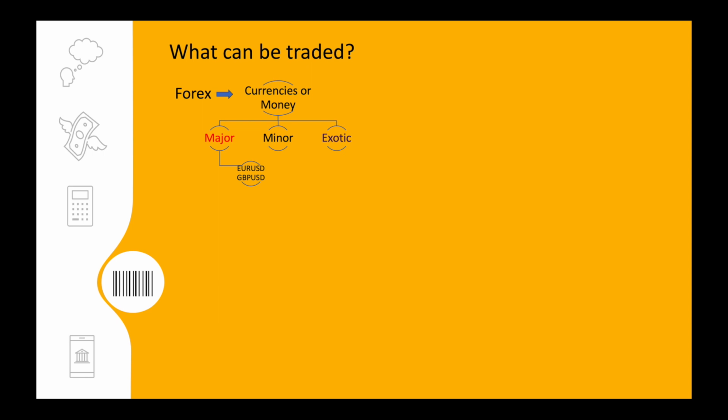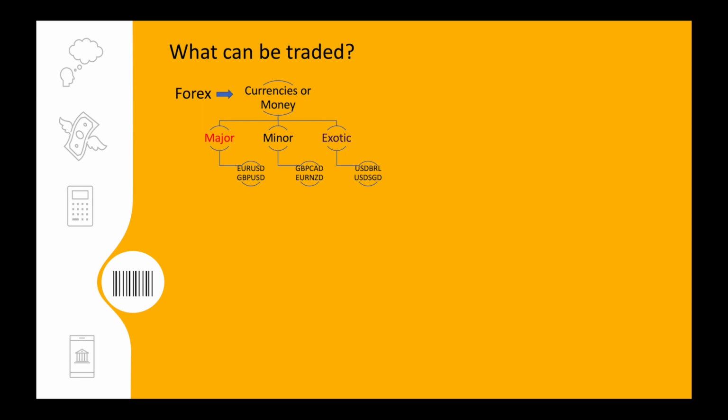Minor pairs, we will have the pound against the CAD or the euro against the New Zealand dollar. And exotic pairs, this is a long list, so I've only given you 2 examples. For the exotic pairs, we'll have USD Brazilian real or the USD Singaporean dollar.